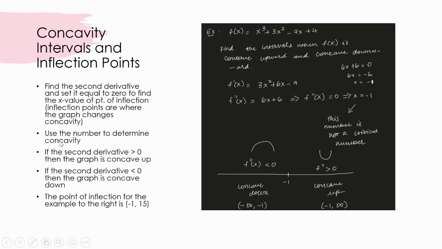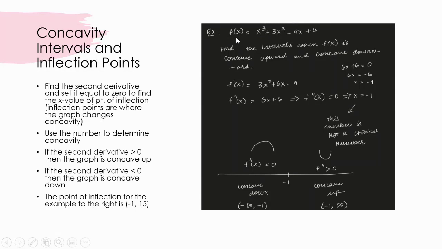Then you will use the number, just like you would do a sign chart, and this time you will plug it into the second derivative, and then you will see if it's greater than 0 or less than 0. If it's greater than 0 when you plug it in, that means it's concave up. Otherwise, it's concave down. So let's look at the example on the right.